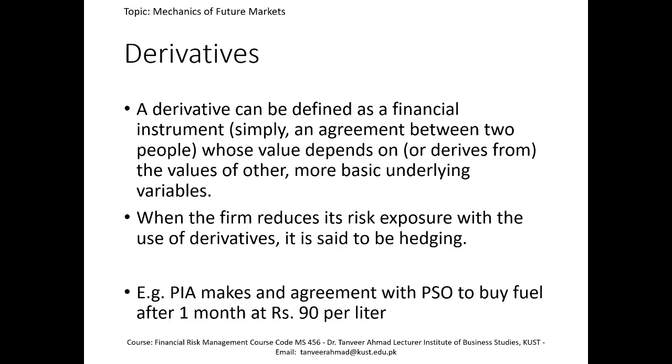So I may ask, the value of this agreement depends on what? The value of this agreement between PIA and PSO depends on the price of the fuel. So the fuel is basically the underlying asset, right? And the value of this agreement, remember, is a derivative. So the value of this derivative depends on the fuel. If the price of the fuel increases, its value would increase or decrease, and we would discuss what would happen. But the point to understand at this stage is what we mean by underlying asset and what we mean by derivatives. So this is an agreement, and its value is derived from an underlying. Let's move forward.